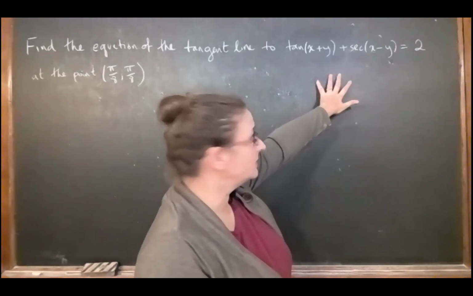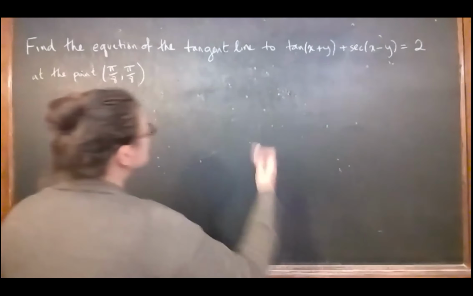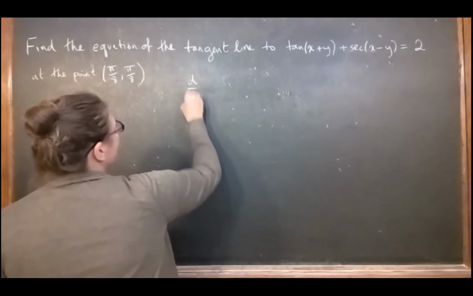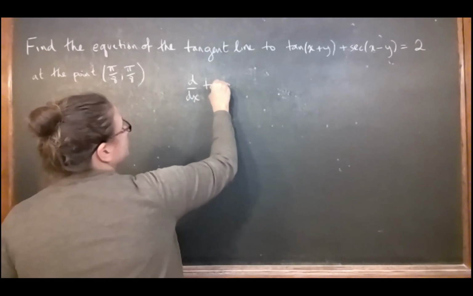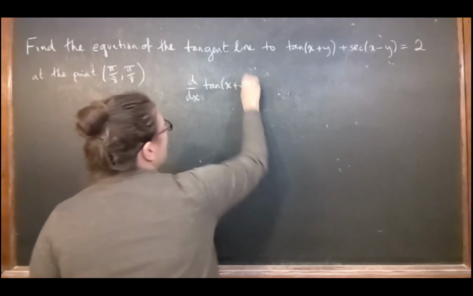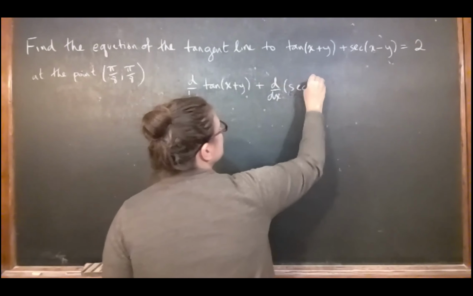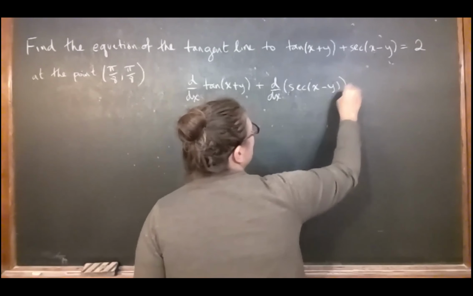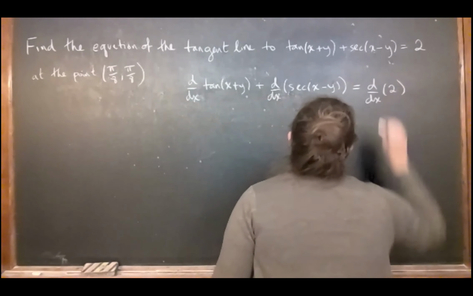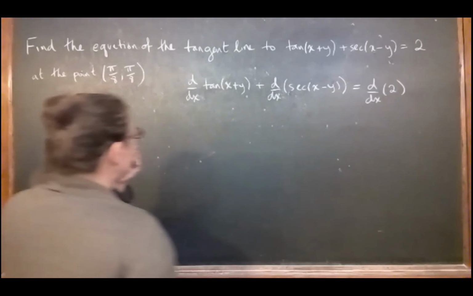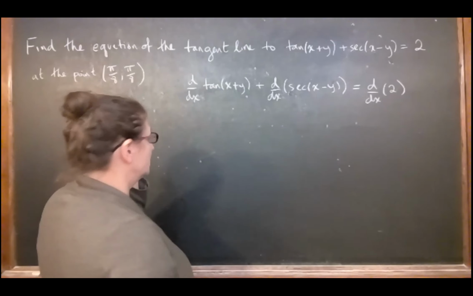And so what we want is to find the slope. So we're going to take the derivative of this. And because it is implicitly defined, we need to use implicit differentiation. So I just take the derivative of both sides of this equation: the derivative of tangent of x plus y plus the derivative of secant of x minus y, and on the right-hand side we have the derivative of 2. Okay, so fine. The derivative of tangent is secant squared.